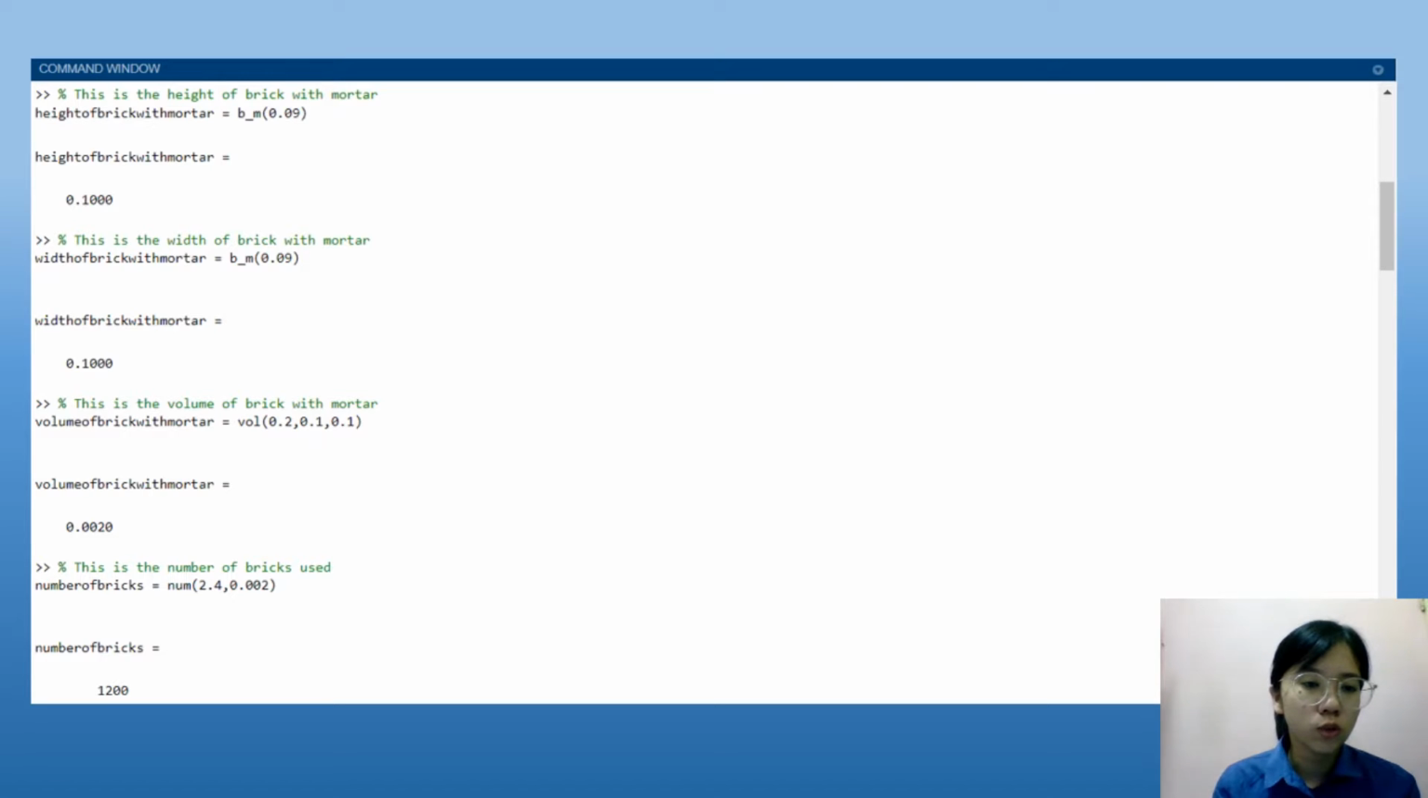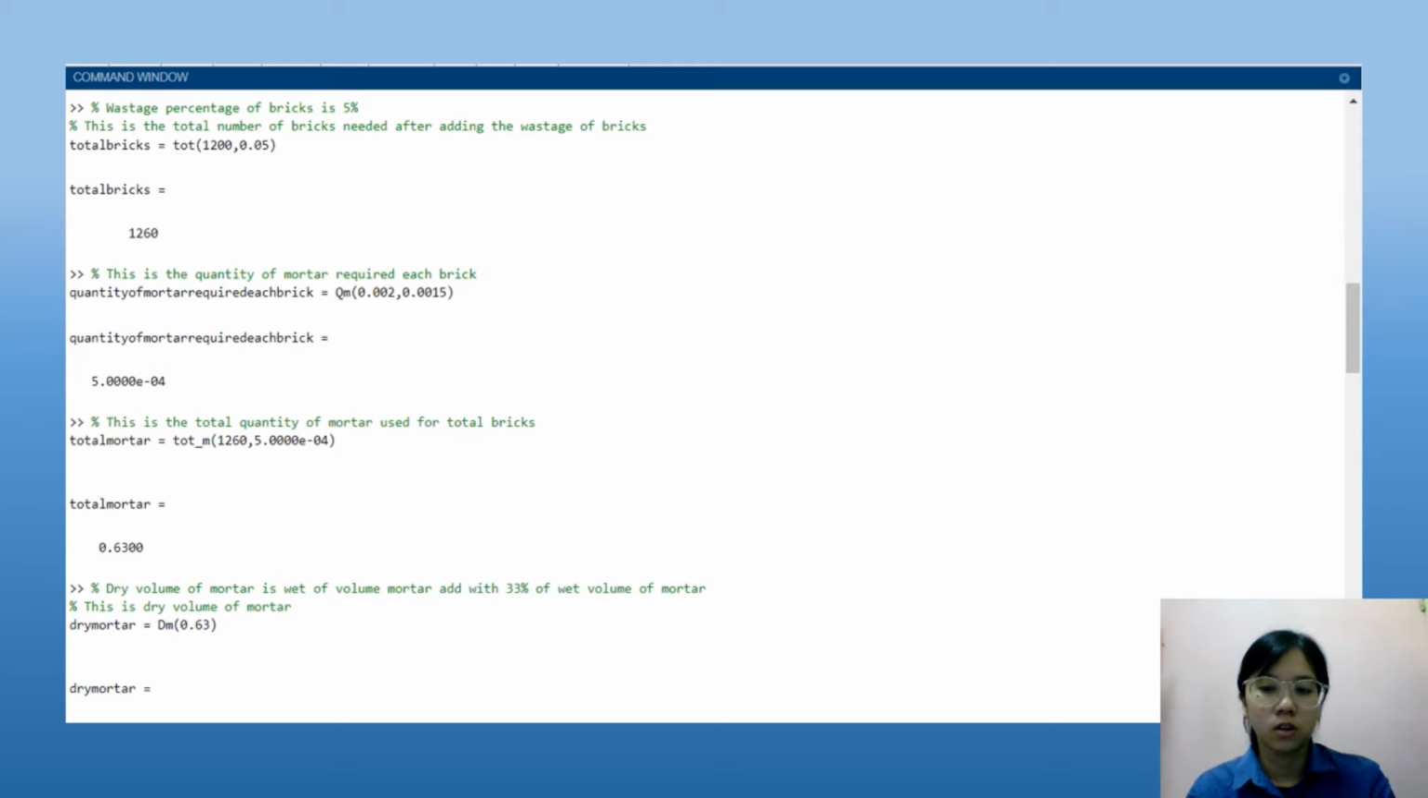Next, we will also need to calculate the number of bricks. Continue, we will need to calculate the total number of bricks by adding the wastage percentage of the bricks. And the following, we will need to calculate the quantity of mortar. And then the next, we also will need to calculate the total quantity of mortar used for the total number of bricks. And again, we need to calculate the dry volume of mortar.